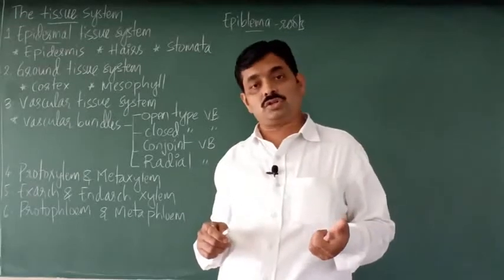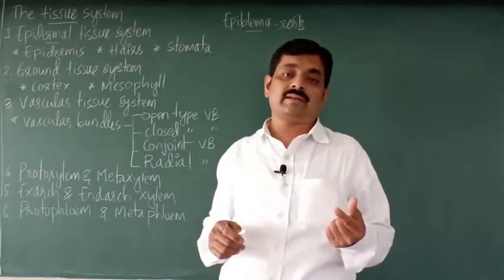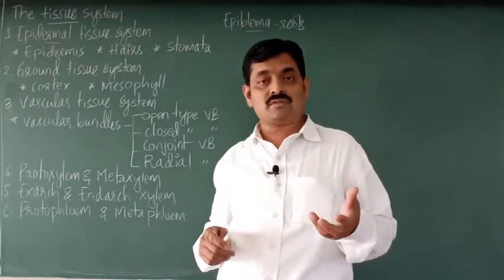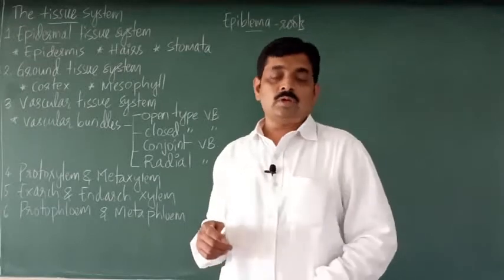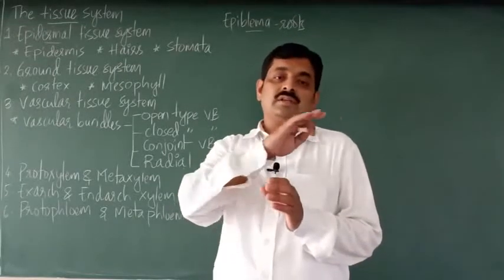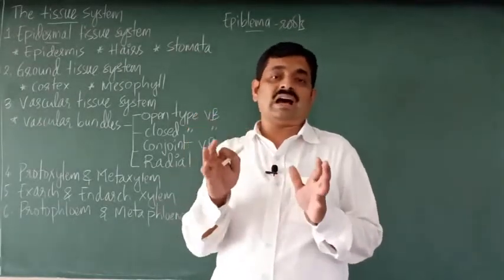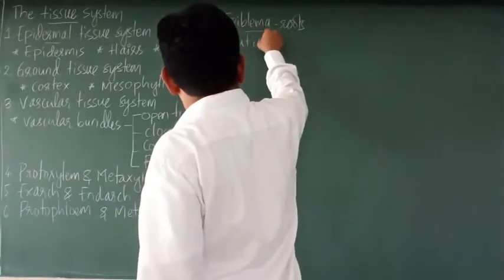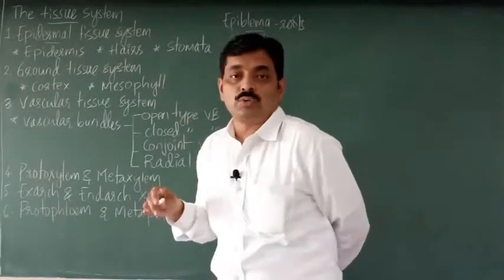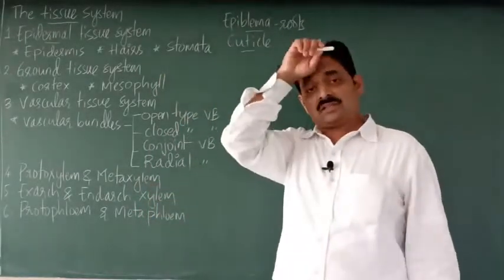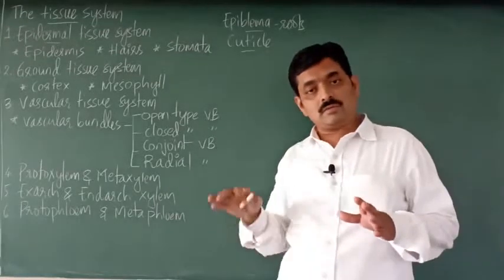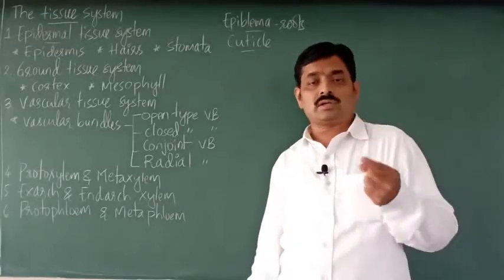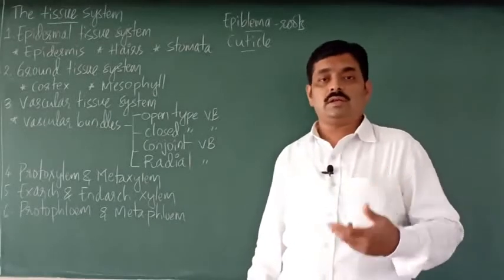It is composed of a single layer of parenchyma cells. Sometimes on the epidermis there is a tough or hard protective covering which is called cuticle. So cuticle is the tough covering which is present on the epidermis. Normally in monocot plants, cuticle is present and the main function of cuticle is protection.